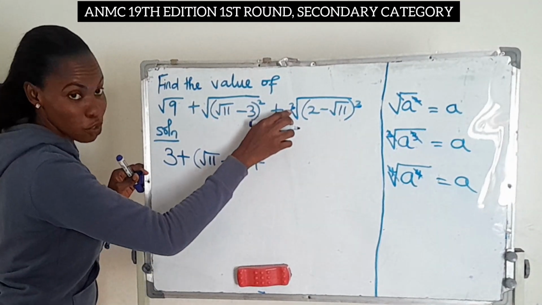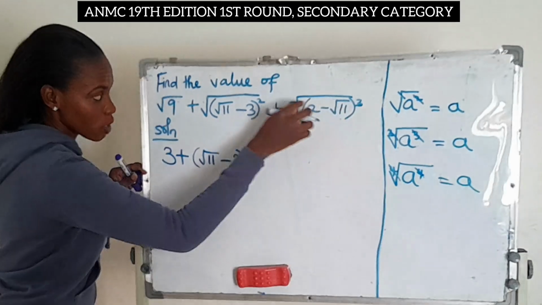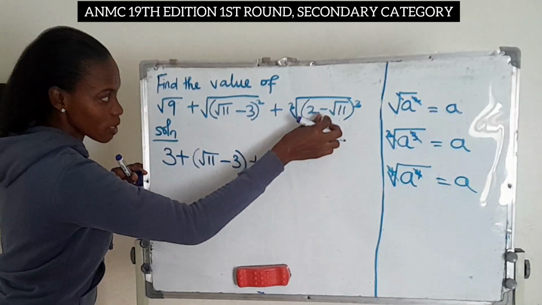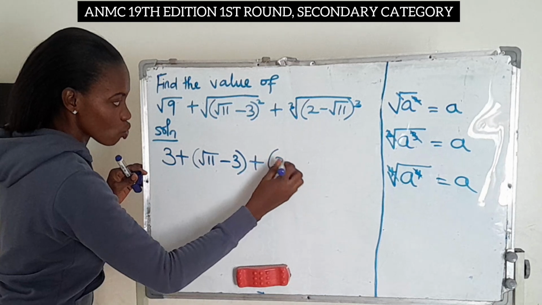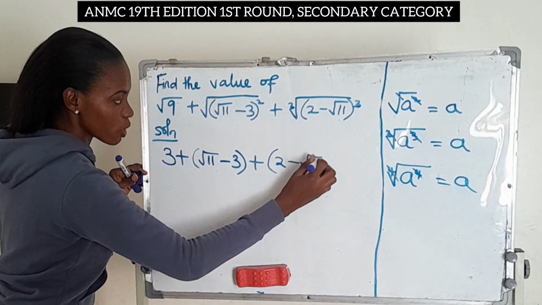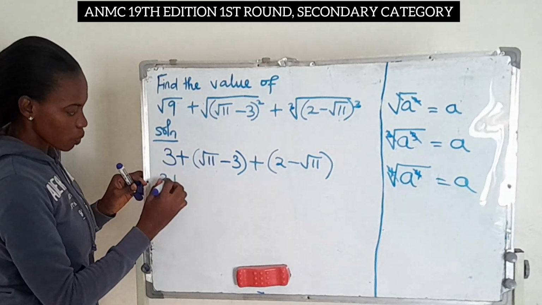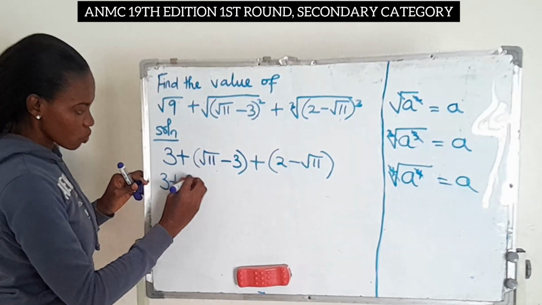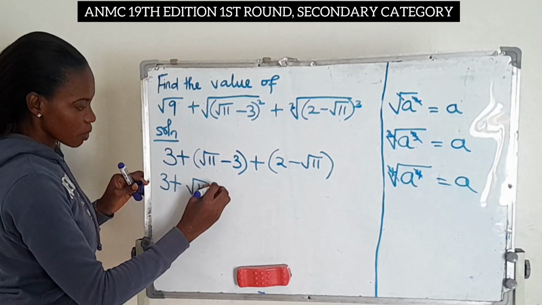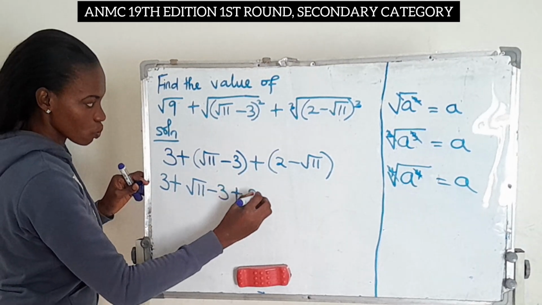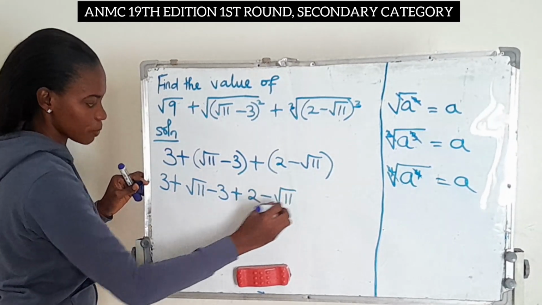This is cube root raised to the power of 3. So this cube root will knock off this. I'll be left with only this term inside here. And that is 2 minus root of 11. So we can now simplify. So I have 3 plus, this is root 11 minus 3. Okay? Plus, this is 2 minus root 11.